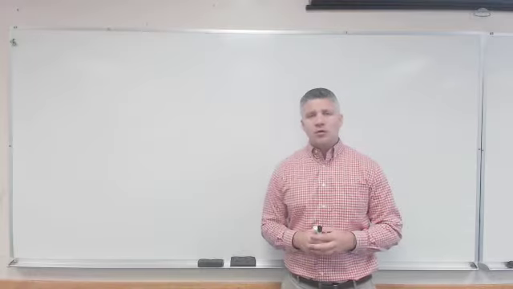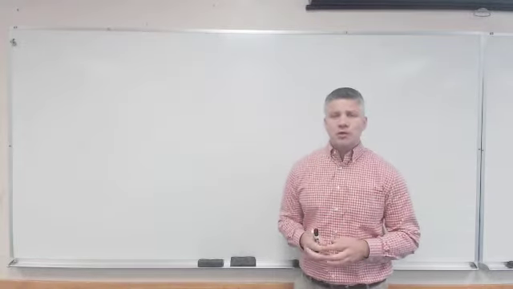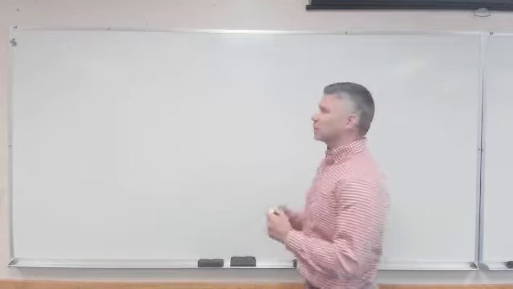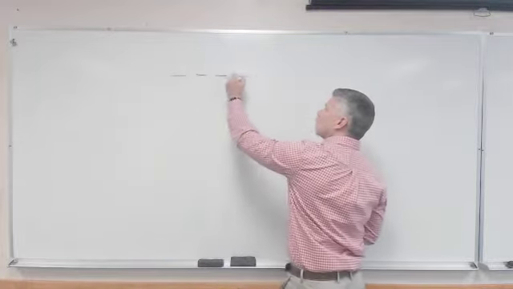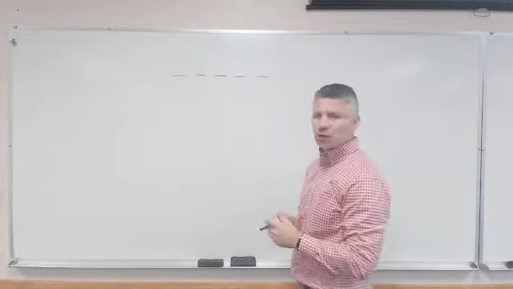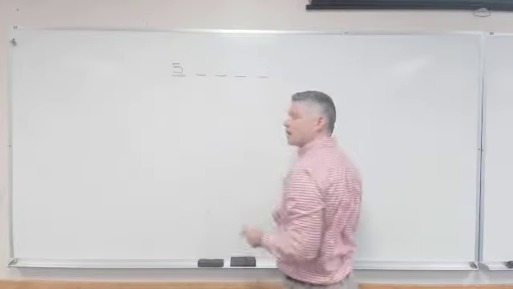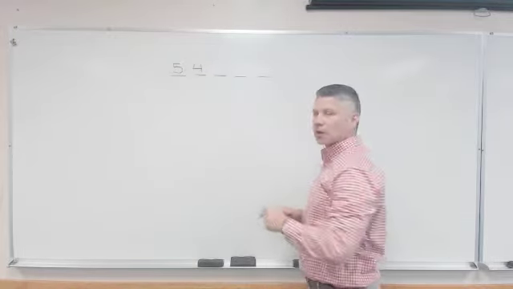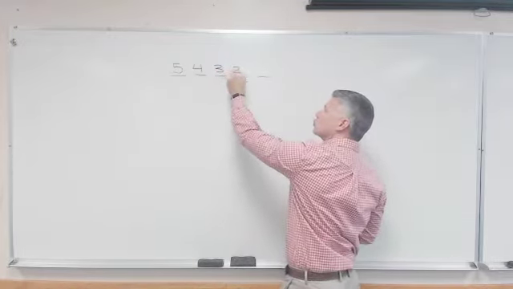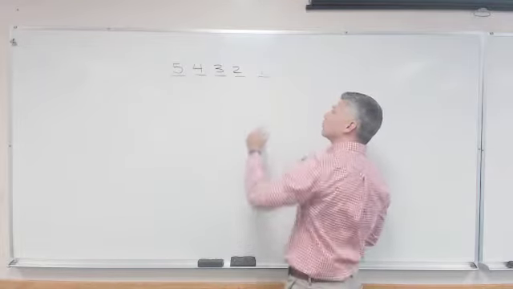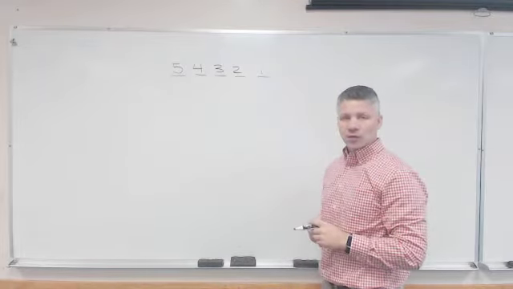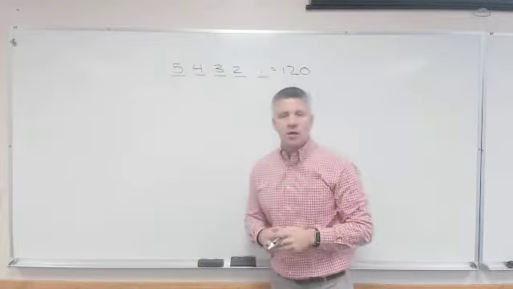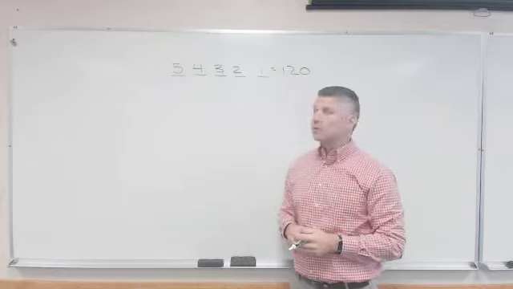Mr. Repke here, and we're going to continue talking about the counting principle, permutations, and combinations. Last time we talked about 5 students getting in line. How many ways can those 5 students get in line? Well, there's 5 choices for who's first in line, 4 choices for who's second, 3 for who's third, 2 choices for who's fourth, and 1 choice for who comes in last. We multiplied those together and found there's 120 ways 5 students can get in line.